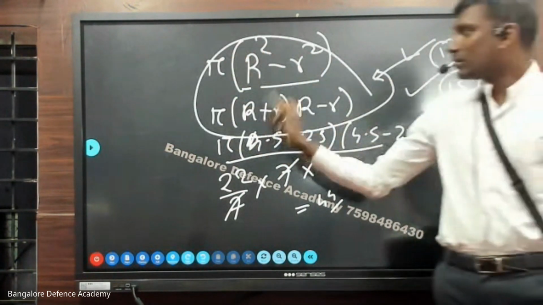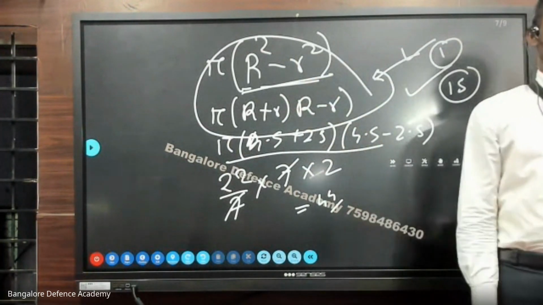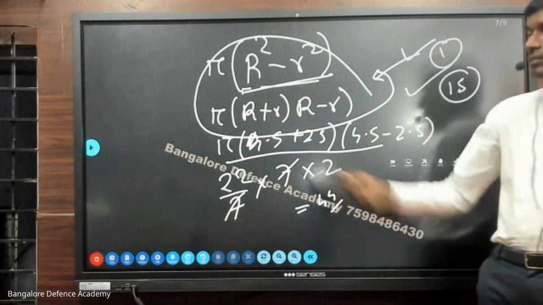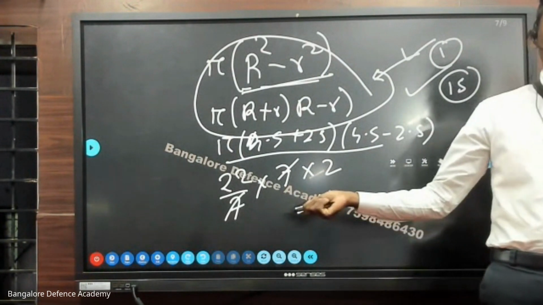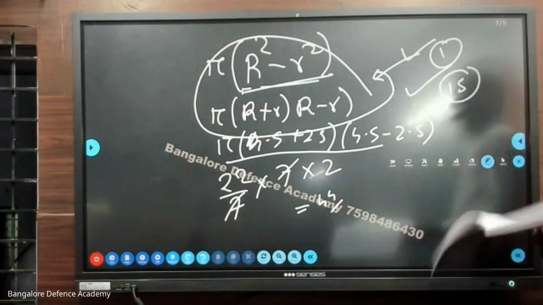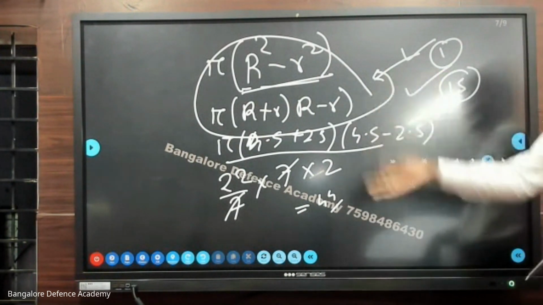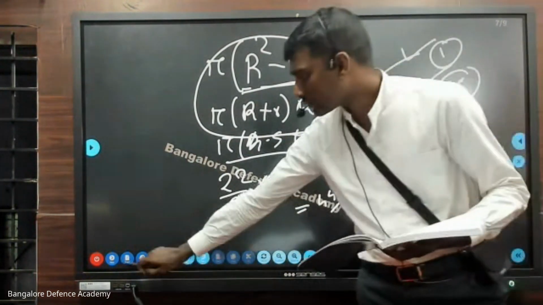Now tell me, this formula, a square minus b square, is in which chapter? Algebra. I am doing which chapter? Geometry or mensuration. So that's the reason you cannot skip any chapter. If you say that I will not study algebra, I will study only geometry, you are going to waste time. Next question, ready? Okay, take it down.